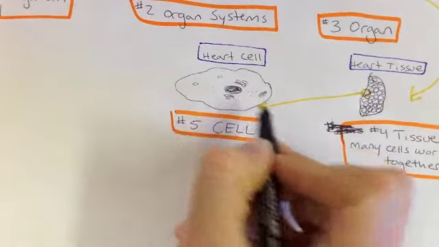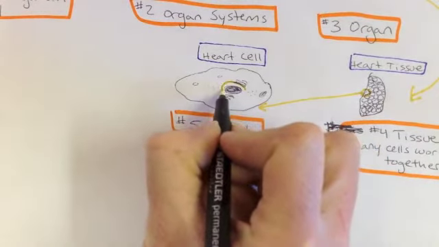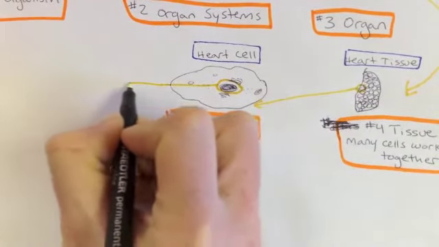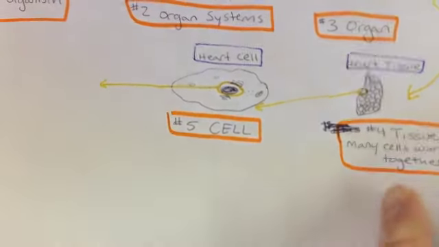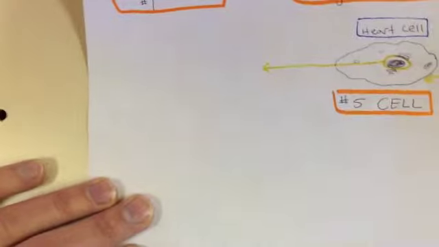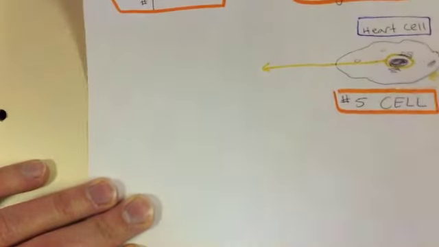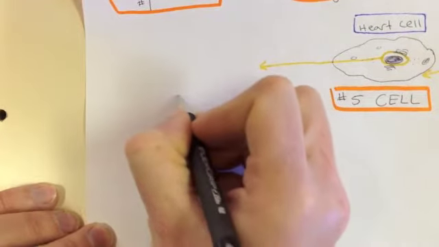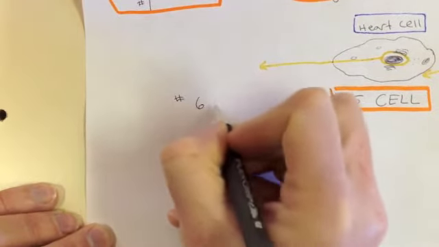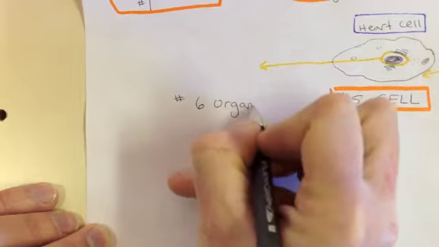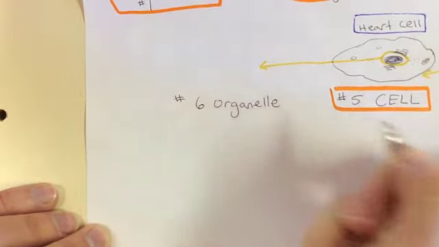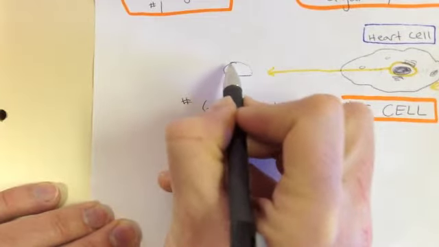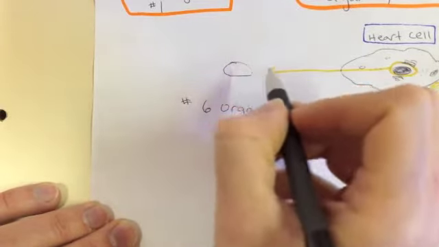I'm specifically going to cut out the nucleus and zoom in on just the nucleus. This is our next level of organization. It is the level of organelle. So level number 6 is the organelle level. So these are the tiny pieces inside of a cell that help it to do its job.